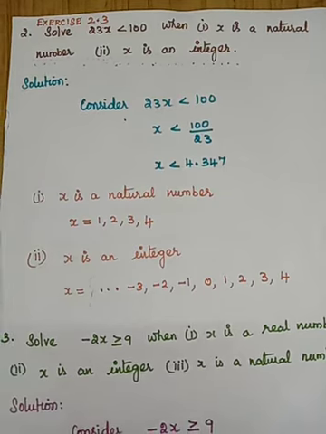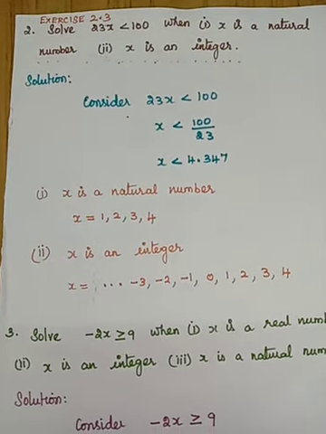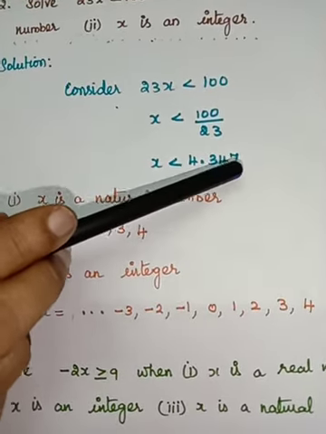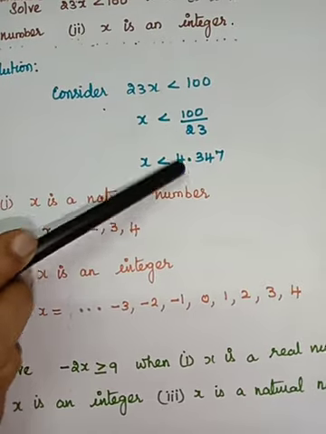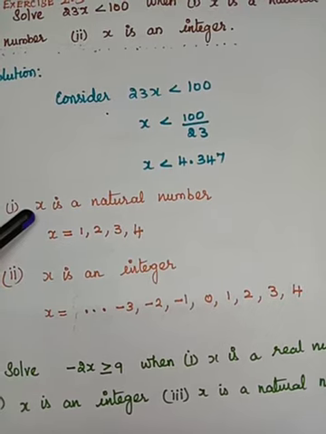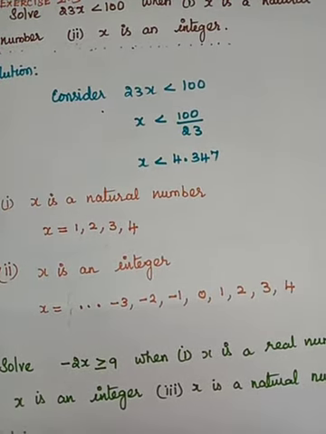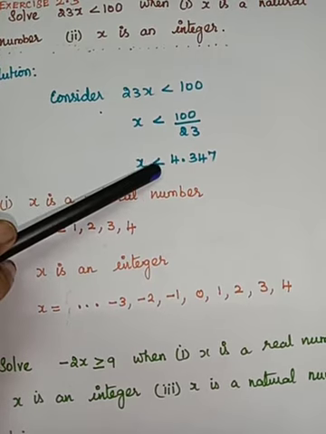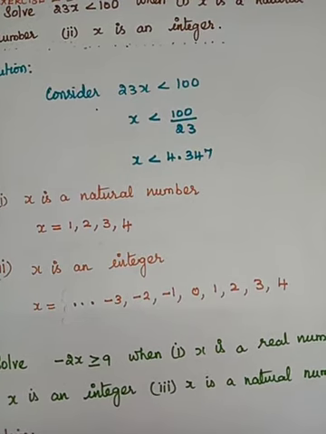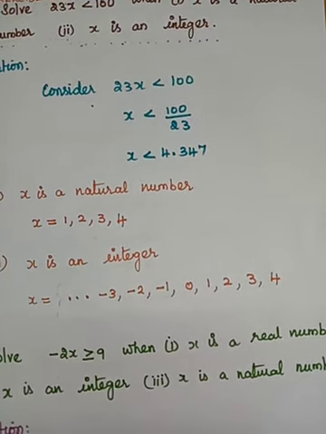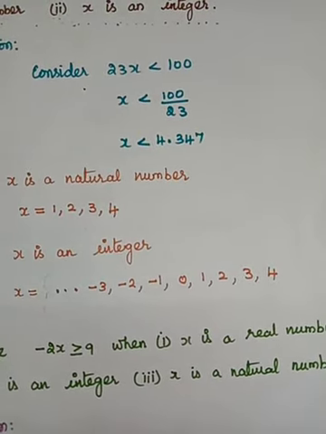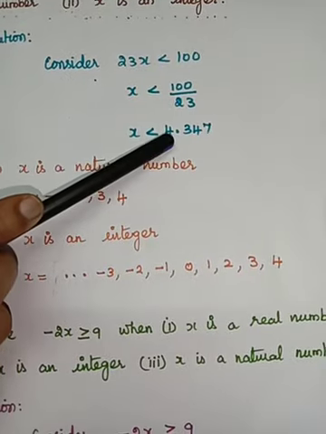Okay. So natural numbers start with 1, 2, 3, etc. It goes on. You see that here x is less than 4.347. So it is a fraction. So we have to write x in terms of natural numbers. Natural numbers start with 1. So here x is less than 4.3. So starting with 1, 2, 3, 4 we can take. So why 4? 4 is less than 4.3. So you should not take 5 because 5 is more than 4.3.